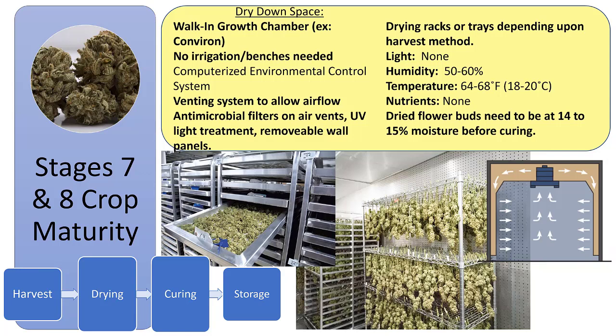So a lot of these have antimicrobial filters on the air vents. They have UV light treatments. They have removable wall panels. And this is basically a room for storing racks to let things dry for curing. And so you keep humidity at about 50 to 60%, and the temp is a little bit lower at 64 to 68 degrees.